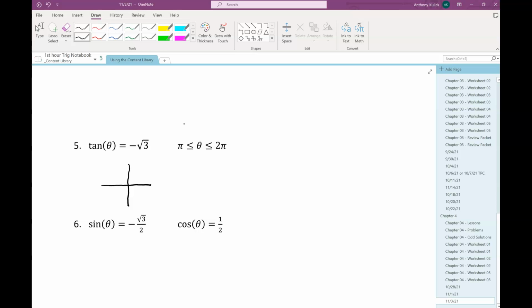Okay, so since theta is positive, we know we're going to be going counterclockwise when we're counting around. So we start at 0, and then pi over 2, pi, 3 pi over 2, back to 2 pi. So from pi to 2 pi is quadrants 3 and 4.